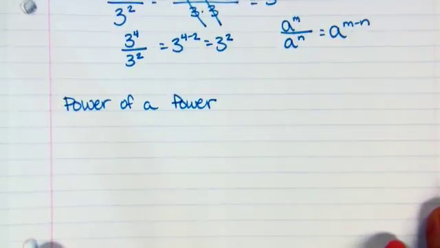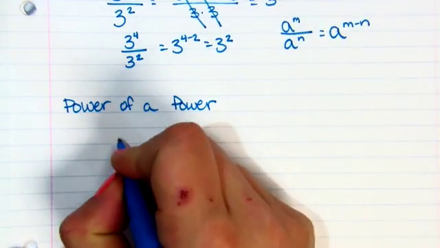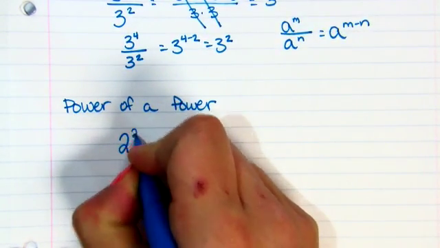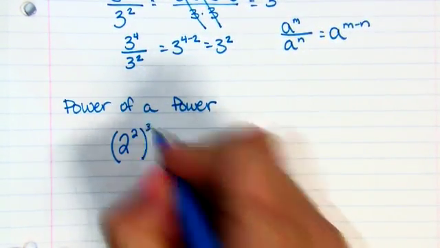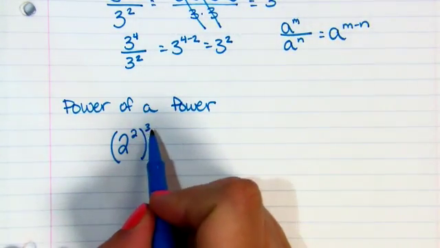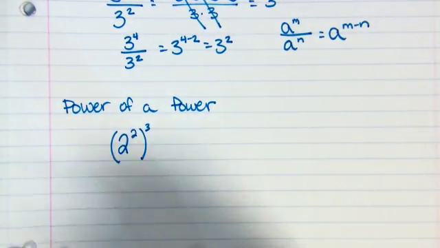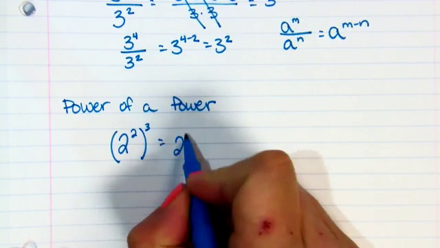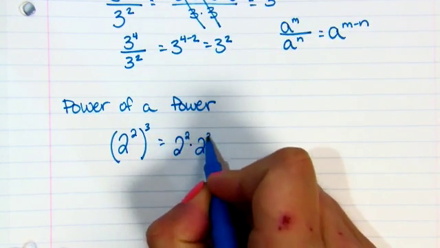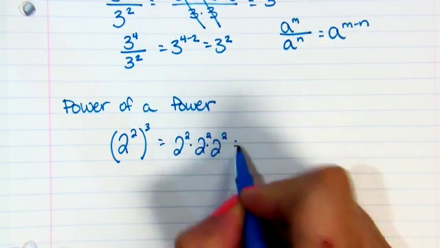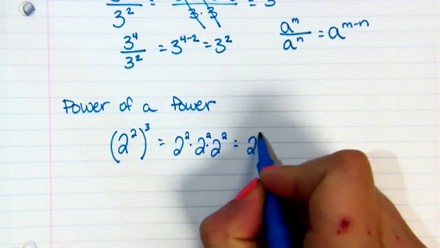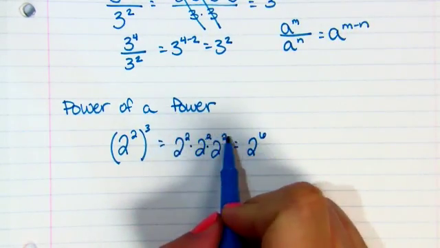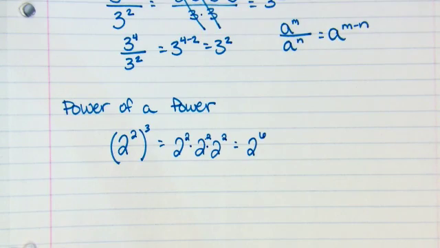So that would be when we have a situation like 2 squared cubed. So I'm doing the power of a power. If I write this out the long way, it's 2 squared times 2 squared times 2 squared, or 2 to the 6th power, because 2 plus 2 plus 2 is 6.